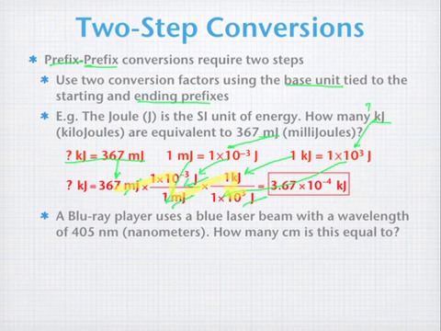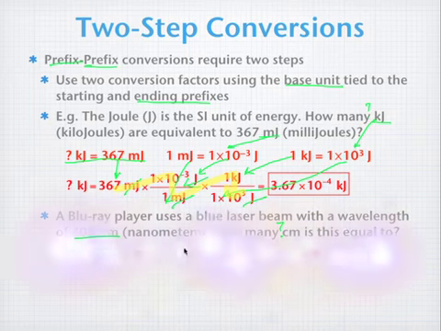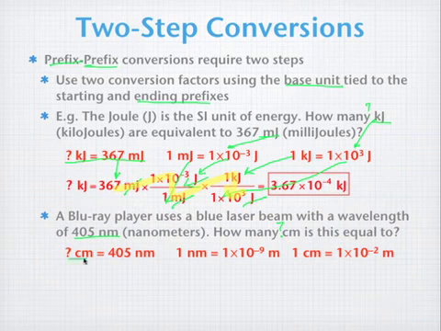We have a Blu-ray player. These are Blu-ray discs. It uses a blue laser beam with light of 405 nanometers. We'll see this in Chapter 5 as well. We want to know how many centimeters this is equal to. So we're going to convert from nanometers to centimeters. Centimeters is our unknown. 1 nanometer is 1 times 10 to the minus 9 meters. Centi is 10 to the minus 2.